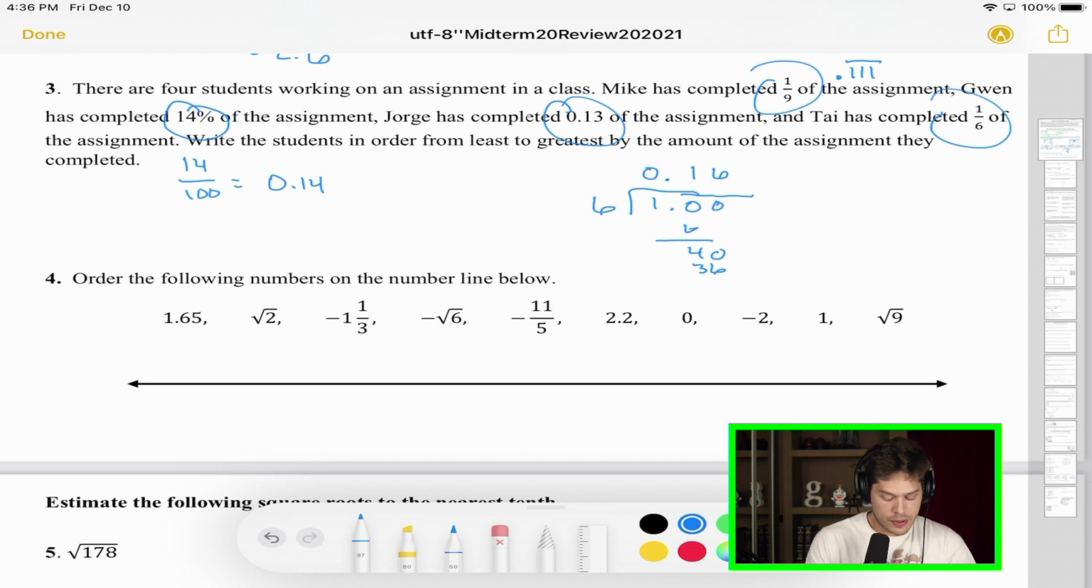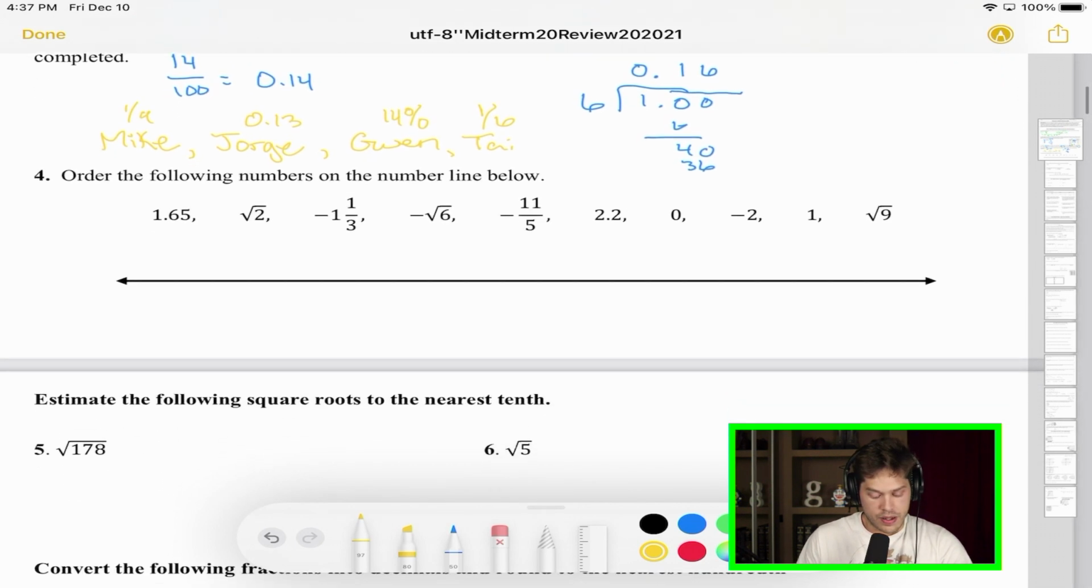So if we put these people in order from least to greatest, the least is going to be the 1/9, which is Mike. So Mike is least with 1/9. And then we have Jorge at 0.13. Then we have Gwen at 14%. And then we have Ty, who has done 1/6 of the assignment. So there it is, put it in order from least to greatest.